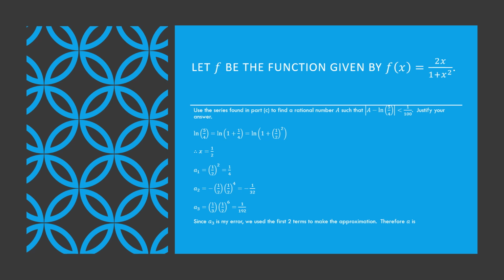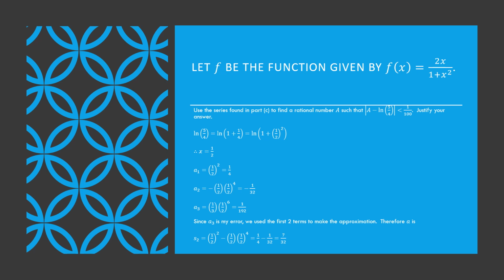Remember, in all series error, your error is the next term. So if my error is at A3, I use two terms to make the approximation. And so therefore my A would be the sum of the first two terms, which would be 1/2 squared minus 1/2 times 1/2 to the fourth.